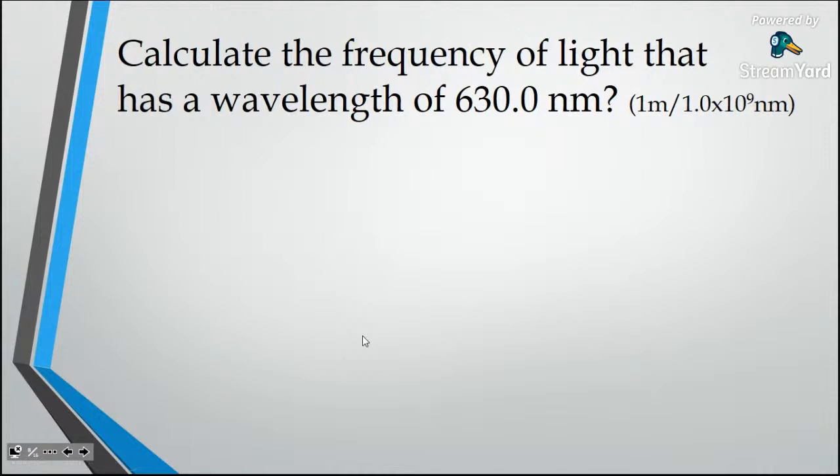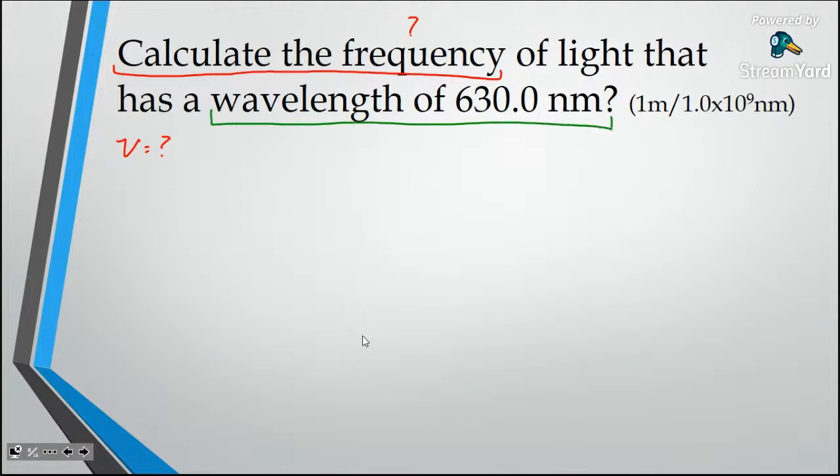So in these problems, as you probably know if you've seen any of my other videos where I work math, we're always going to go through and label out what we've got. It's telling me to calculate frequency. That's what I'm trying to find. So nu is my unknown. And it tells me that it has a wavelength of 630.0 nanometers. So lambda equals 630.0 nanometers.